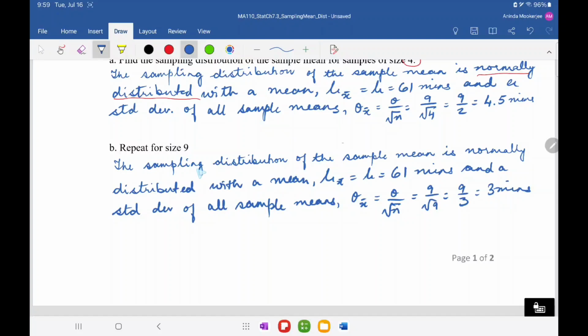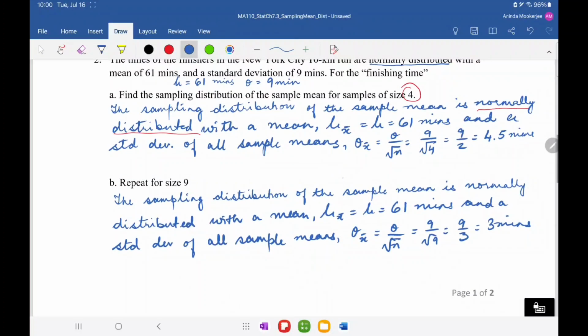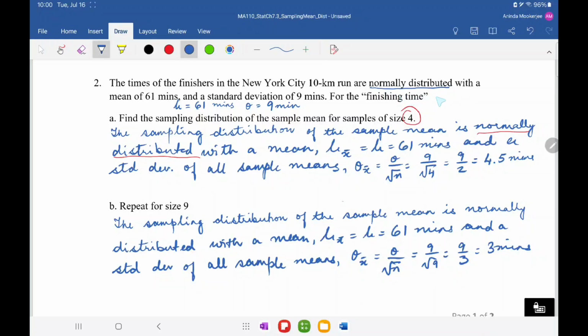Again, same thing, you have to describe the sampling distribution, and it refers to the same question. Since the question already said the variable is normally distributed, we can comfortably state that the sampling distribution of the sample mean is normally distributed with a mean of 61 minutes. The mean of all the sample means is equal to the population mean, which is 61 minutes.